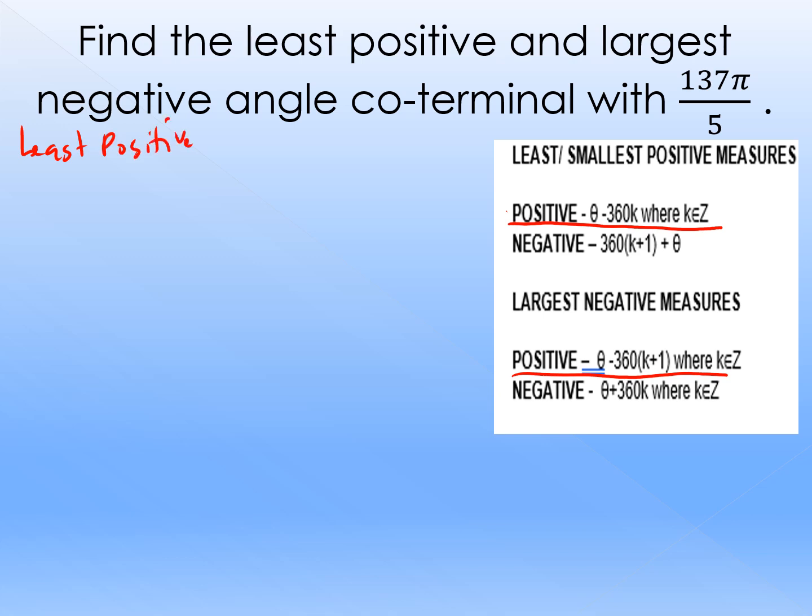And then let's write the formula theta minus 360k. Now to find the value of k, we'll just simply divide the angle measure by 2. So we're going to have 137 over 5 divided by 2, which is equal to 137 over 5 times 1 half. We will just simply write the numerator, which is 137 over 5, and then get the reciprocal of the denominator, which is 2, and it will become 1 half. Then multiply, it will be 137 over 10.